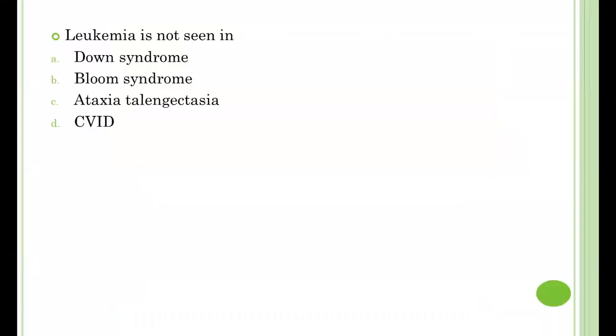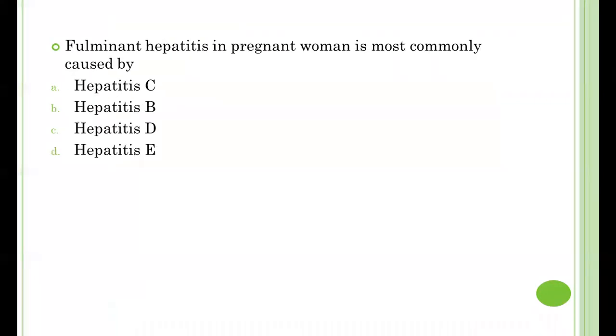First question: leukemia is not seen in. The options are Down syndrome, Bloom syndrome, ataxia telangiectasia and CVID. CVID is common variable immune deficiency. So option D is the correct answer, CVID. Now moving to the next question.